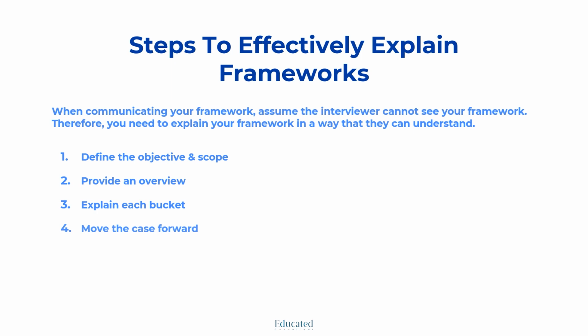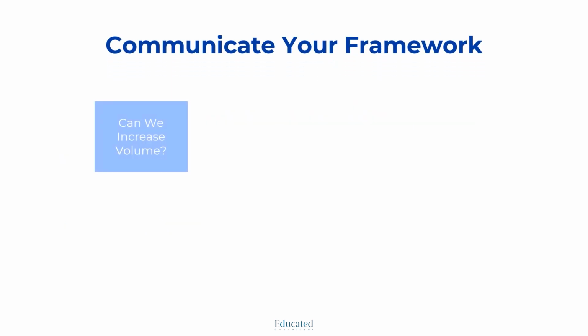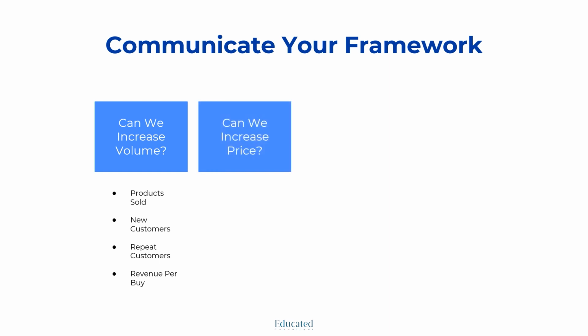The best way to explain this is through an example. Step 1. State the objective. This framework has been designed to determine how we can increase revenue in the short term in all 100 plus stores. Step 2. To break down this problem, I have decided to investigate 4 key areas of the business: volume, price, marketing, and our customers.